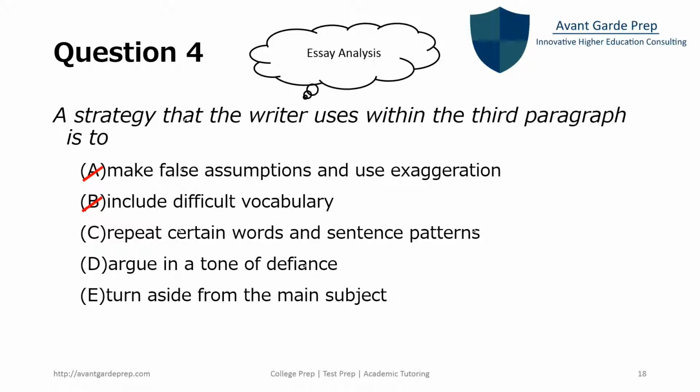Let's consider D and E just to make sure. D, argue in a tone of defiance. No, the tone is not defiant, so that's out. E, turn aside from the main subject. While I did have that one sentence that I thought was kind of off, like that he's talking about the mom in this paragraph, which he never talked about before. First of all, it's not really a strategy. And secondly, it's not as strong as our answer C. Repeat certain words and sentence patterns.